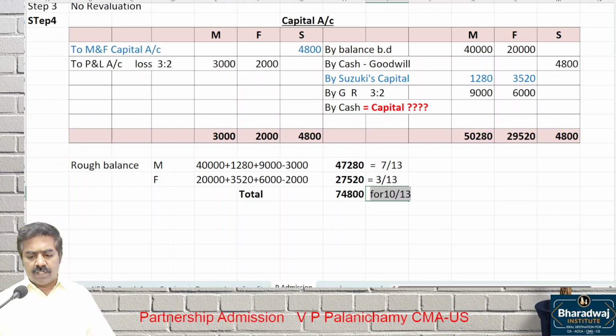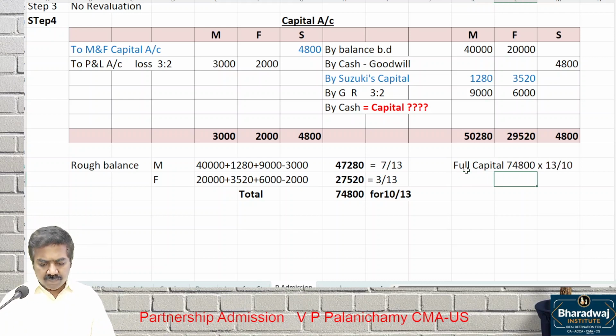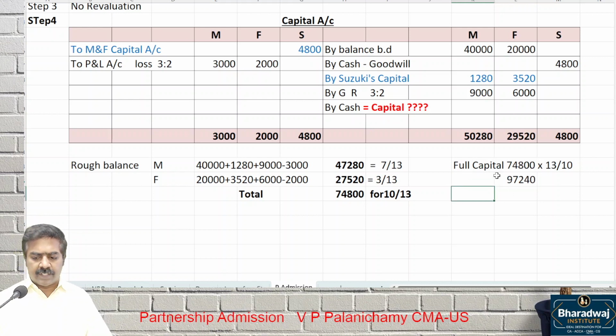Okay. Maruti and Ford, 10 by 13. They have contributed how much? 74,800. Therefore, the full capital of the firm would be found by reverse multiplication. 74,800 is for 10, so what is for 13? Multiply by 13 by 10 and you will get the capital. 97,240. This is the firm's capital.